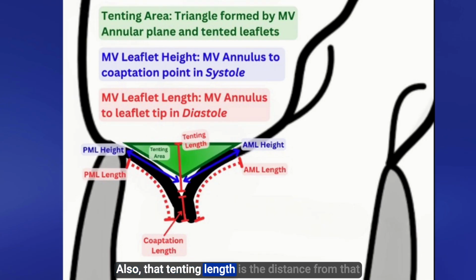Also, that tenting length is the distance from that mitral valve annular plane to the coaptation point. Tenting length greater than 1 centimeter is predictive of mitral valve repair failure in ischemic secondary MR as well.